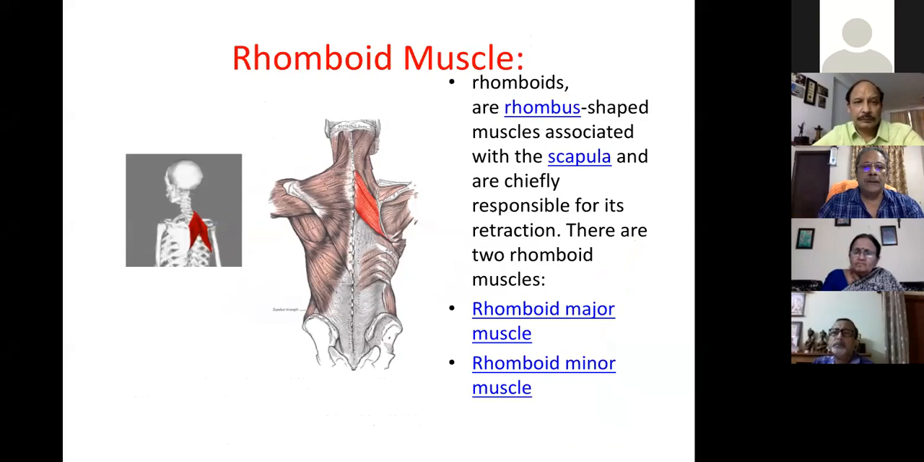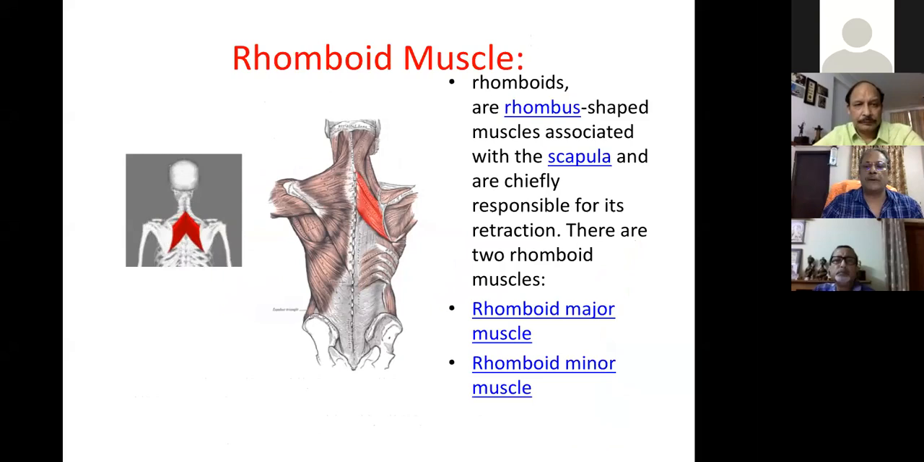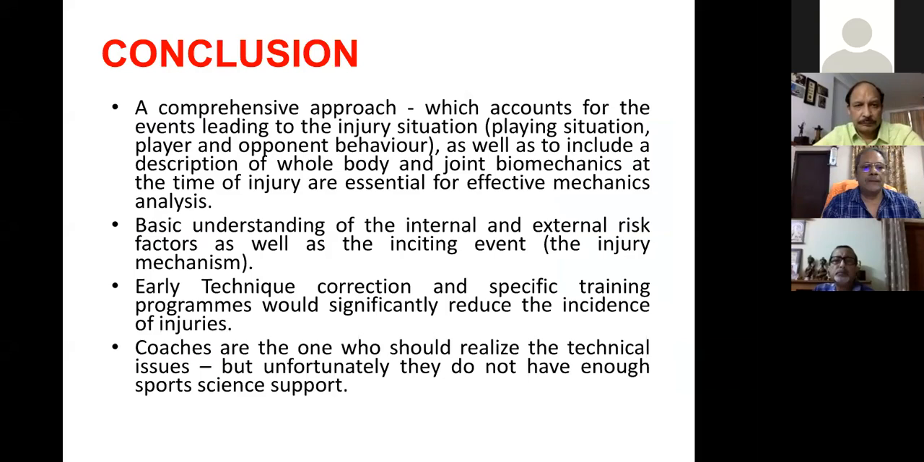Okay, so this is the rhomboid muscle, which encounters the protraction and retraction. Anyway, I've explained. With this, my intention was basically to make you all understand the internal and external risk factors as well as the inciting events in terms of injury mechanism. Early technique correction and specific training programs would significantly reduce the incidence of injuries.